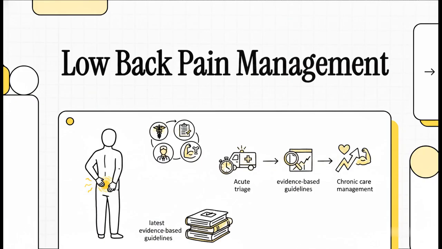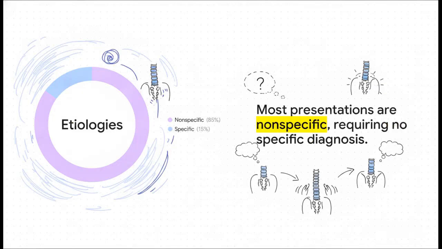So let's look at the latest evidence together and figure out how to best navigate this, all the way from acute triage right through to chronic care. Okay, before we jump into our cases, we've got to set the stage and look at what we're actually treating here. Did you know up to 84% of adults will deal with low back pain at some point? It's incredibly common. But here's the really important part.